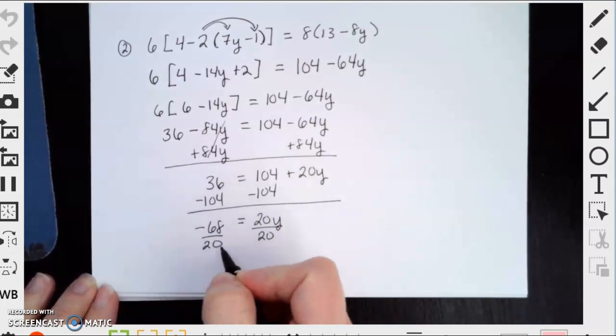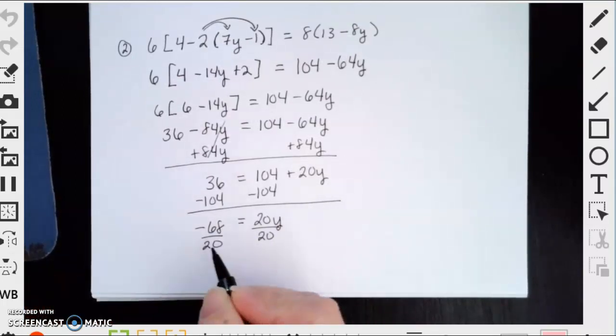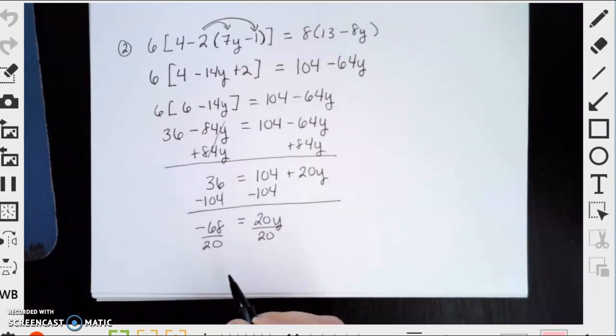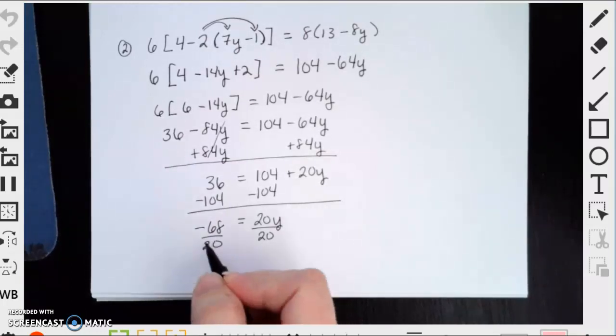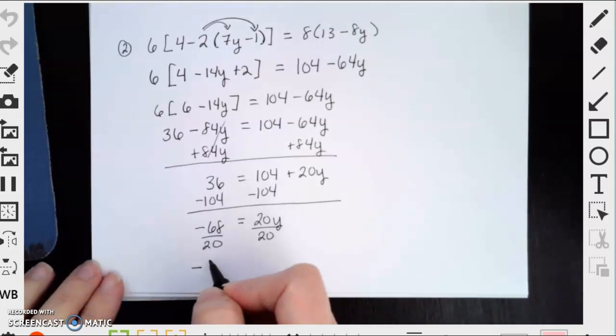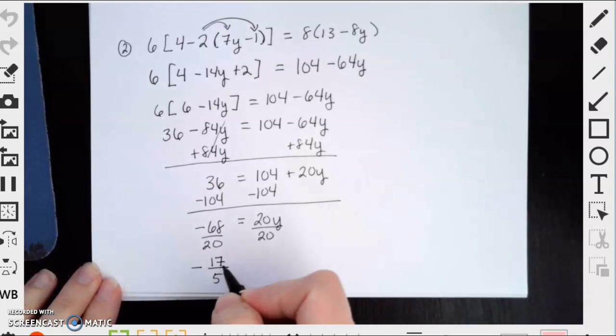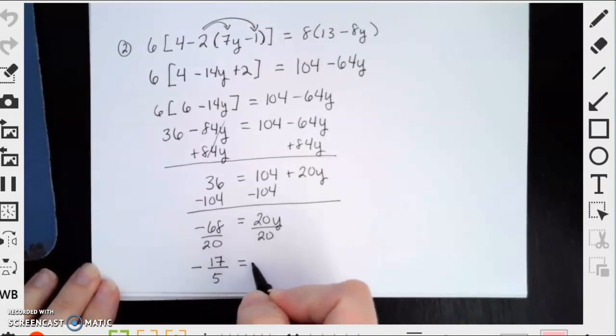So this fraction is not going to simplify into an integer. When I divide 68 by 20, it's not a whole number, but I can go ahead and simplify that fraction. It is negative, so I'll still have a negative. 68 and 20 are both divisible by 4. When I divide 68 by 4, I have 17. And when I divide 20 by 4, I have 5. So negative 17/5 is equal to y.